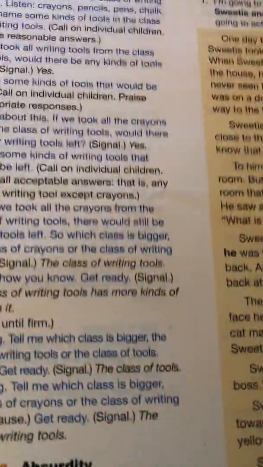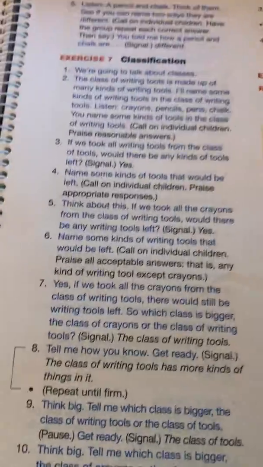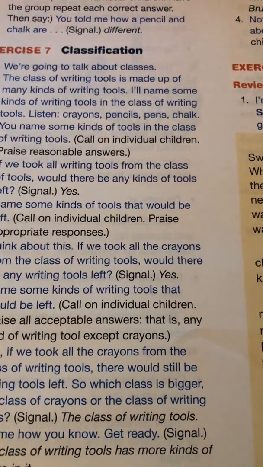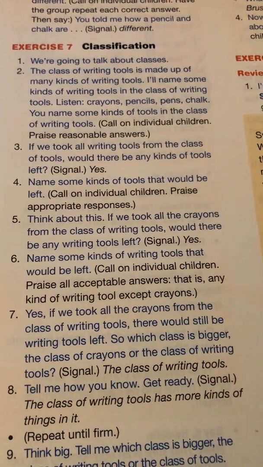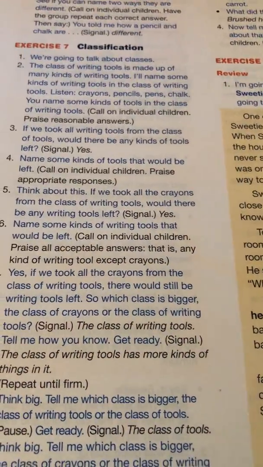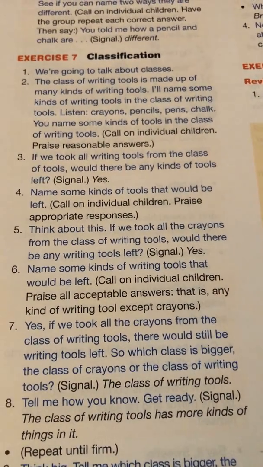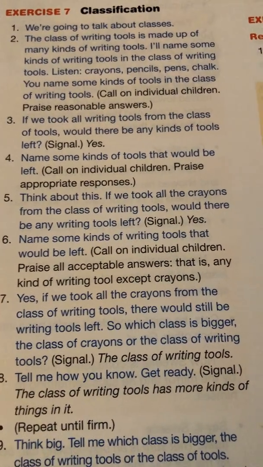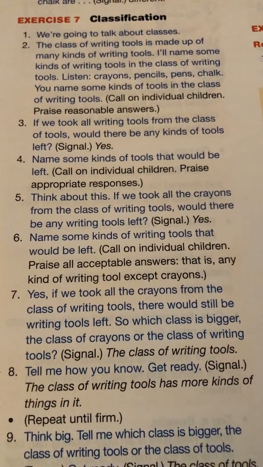We're going to classify objects. We're going to talk about classes. When we classify objects, we put them into groups, right? So the class of writing tools is made up of many kinds of writing tools. I'll name some kinds of writing tools in the class of writing tools. Listen. Crayons, pencils, pens, and chalk.